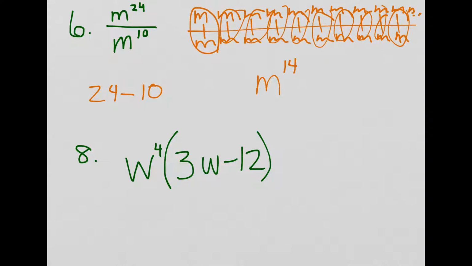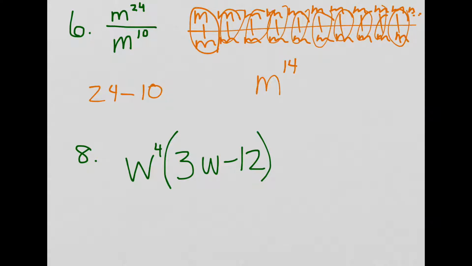I hope that makes sense. So when you're dividing exponential expressions, you should subtract the exponents if they have the same base. So 24 minus 10. Okay, here's another one. This time you need to distribute.